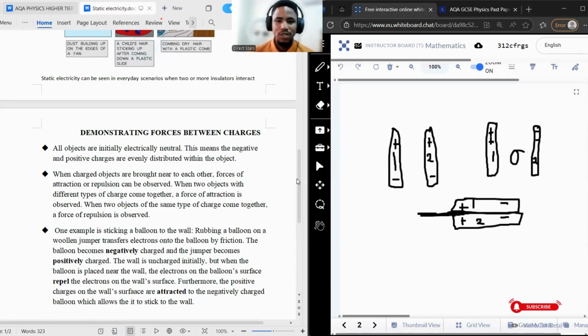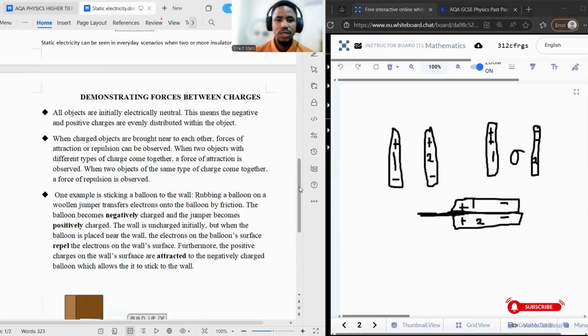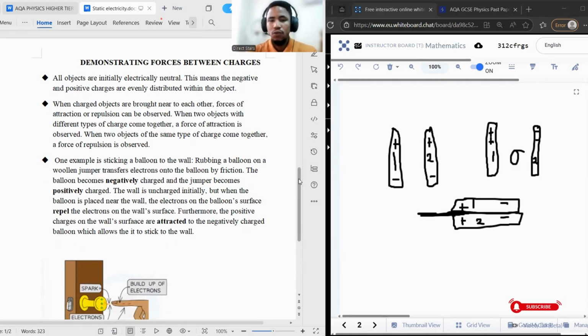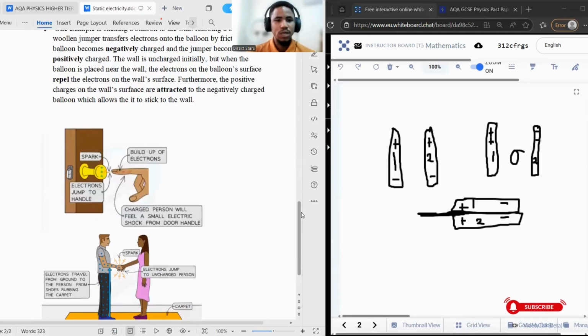So, I've explained one: sticking a balloon to the wall. Rubbing a balloon on the jumper makes it positively charged, but the wall itself is evenly distributed. But at the point where there is contact and friction, then a little flow of charge will occur there. So let me give you more examples. And the first one here is buildup of electrons.